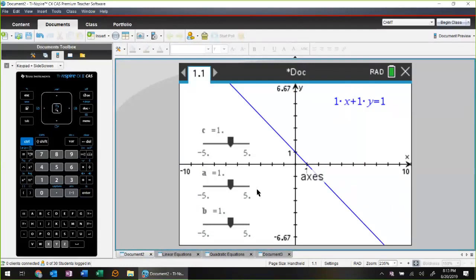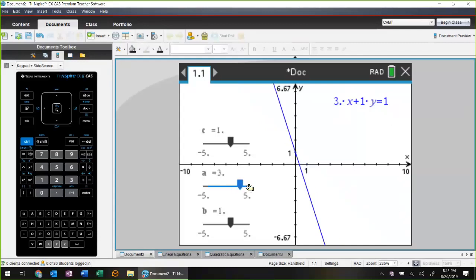So I might ask a student, changing A, what will change in the graph of my equation? Well, changing the value of A, that coefficient of x, will change the slope, and it will change the x-intercept. But as I change A, I will also see something remains unchanged, and that is the y-intercept. A has no effect on the y-intercept.